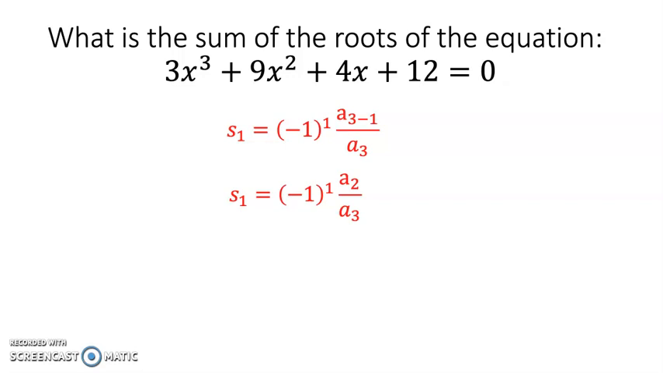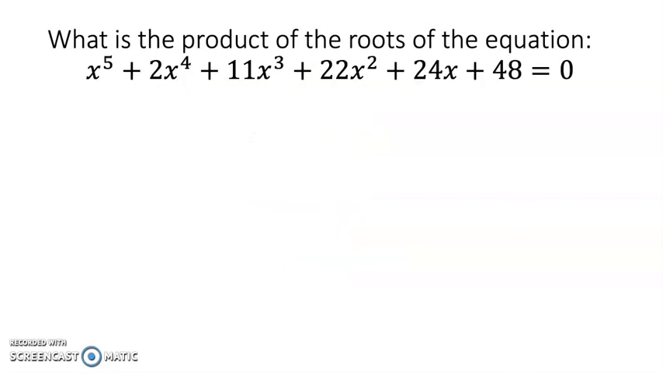Substituting. What is a sub 2 in this equation? That's 9. A sub 3 is simply the leading coefficient, or that's 3. So, substitute, we will have S of 1 is simply equal to negative 1 raised to 1 times 9 over 3. Negative 1 raised to 1 is negative 1, and 9 over 3 is equal to 3. So, negative 1 times 3 is equal to negative 3.